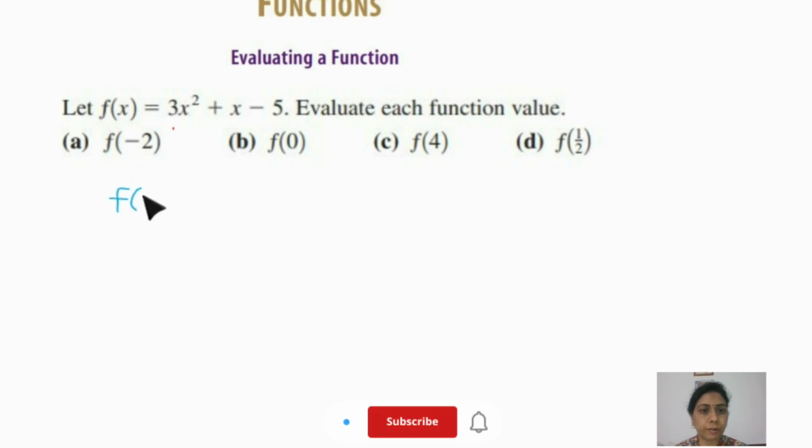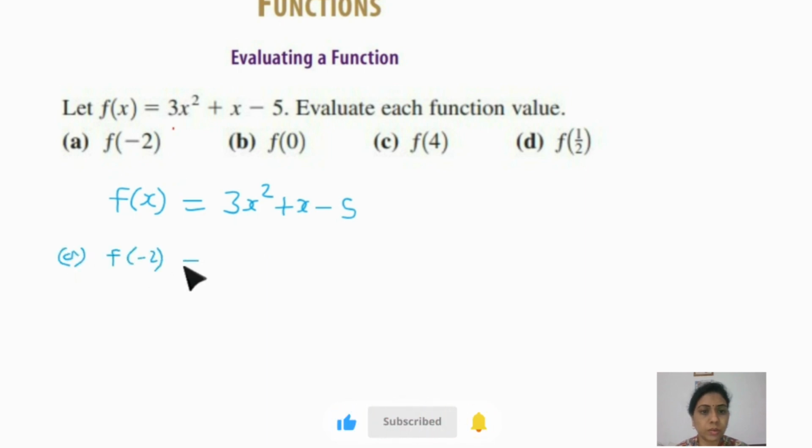Here the given function is f(x) equals 3x square plus x minus 5. Now we have to find f(-2). So we can replace x with minus 2. Always put the substituted value in parenthesis.